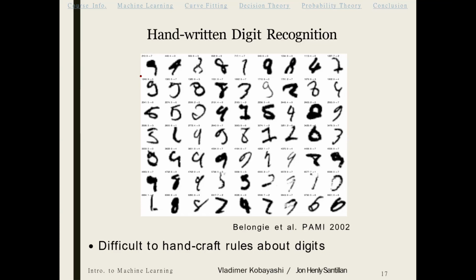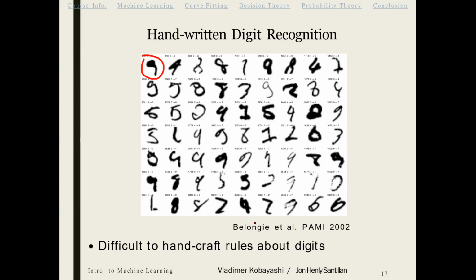Ang problema, iba-iba yung handwriting ng mga tao. For example, ito, ano tong number na yan? It can be 7, it can be 9. Ito, kung tayo ang titingin, parang 4, pero it could also be 9. Ito naman, 8, pero walang ganyan, it could be 3. Kahit tao titingin, minsan nahirapan. Tama?